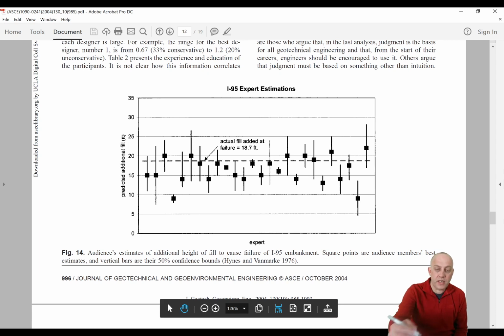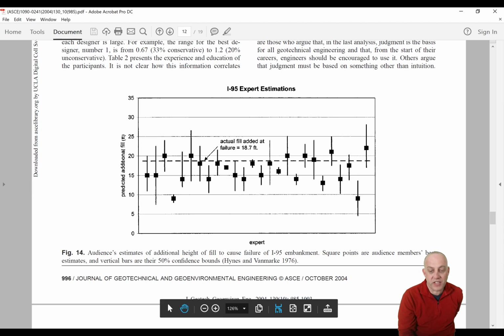And what you'll find is that the audience did a lot better than the 7 experts. Just randomly polling the audience resulted in a better average, and also more of the 50th percentile confidence intervals encompassed that actual amount of fill that had to be added. So the reason I'm showing this is just to pose the question, how well do we know what we're doing? All of us are going to be experts or are experts in our field, and people will pay us to do this analysis.